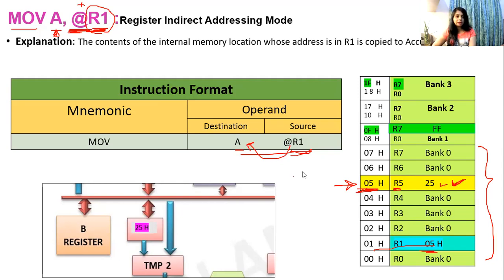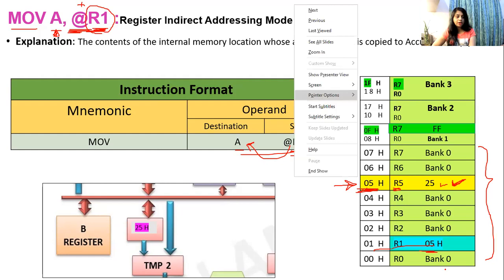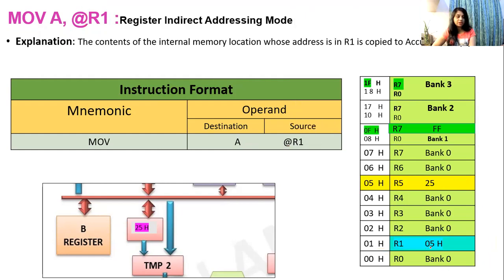Now let's consider another example. In this example, instead of 05, say it is not 05 but 0f. Now, what does this instruction say? Now 0f is the address, and we have to transfer the contents of this address to the accumulator. Where is 0f? So 0f is here. What is 0f? 0f is the address of the R7 register of bank 1.